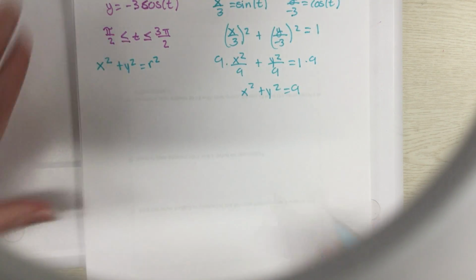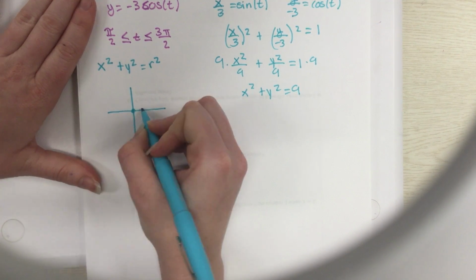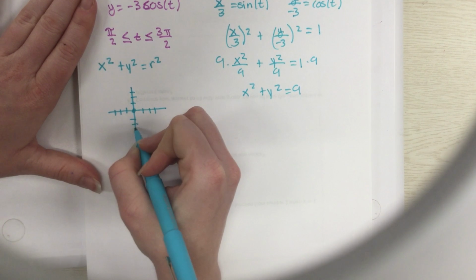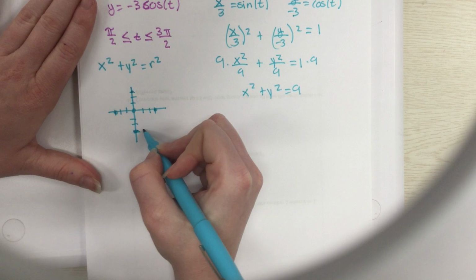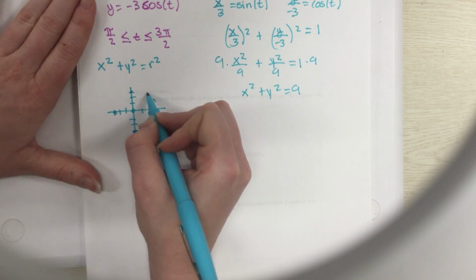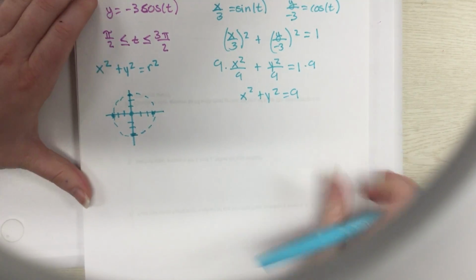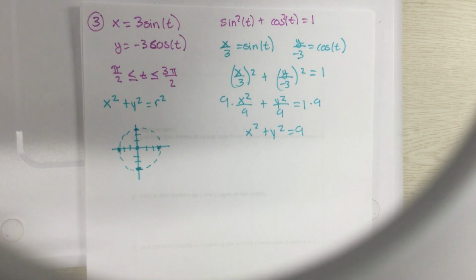So if you want to go ahead and just sketch a graph of this circle, you know your center is 0, 0, and you're going out 3 on all 4 sides. And so I'm going to just do a dash because this one's not going to be the entire circle because we're on this restriction right here. Okay, we're on pi over 2 to 3 pi over 2.